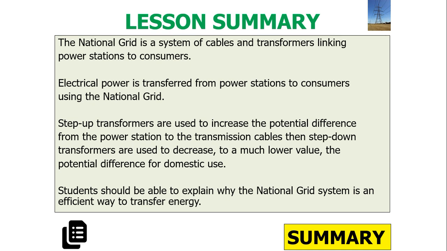The national grid is a system of cables and transformers linking power stations to consumers. Electrical power is transferred from power stations to consumers using the national grid. Step-up transformers are used to increase the potential difference from the power station to the transmission cables. Then step-down transformers are used to decrease to a much lower value the potential difference for domestic use. And you should be able to explain why the national grid is an efficient way to transfer energy.